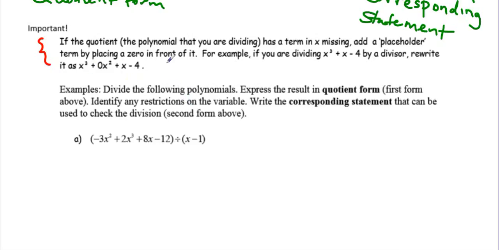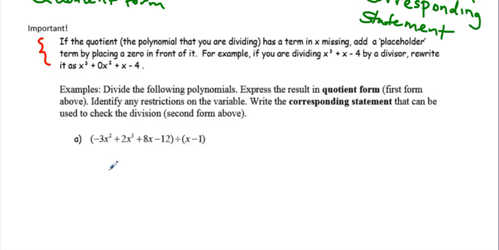So in this particular example, if you're dividing x cubed plus x minus 4 by something, you can see that you're missing the squared term, you would need to write in a placeholder squared term. And there can be more than one placeholder in a particular question. So if you were missing the x term as well, if you just had x cubed minus 4, you would need to put in 2 placeholders for the x squared term and the x term. Okay, so let's start here.